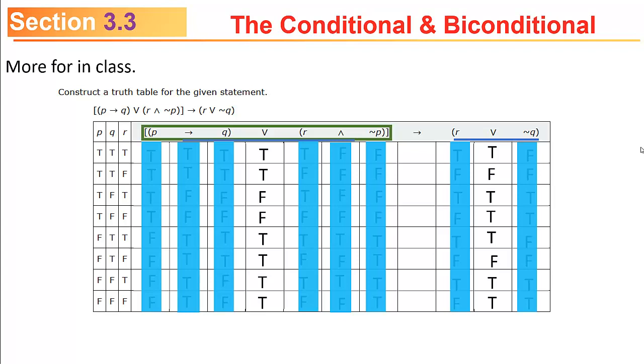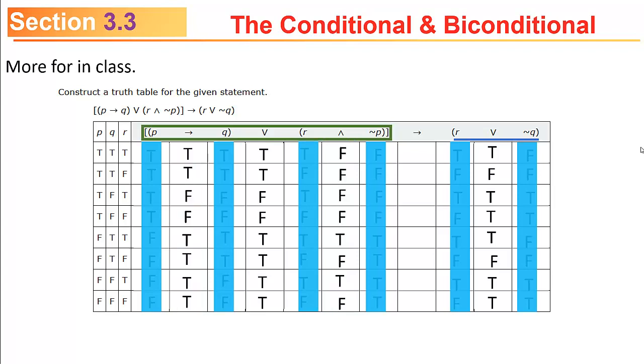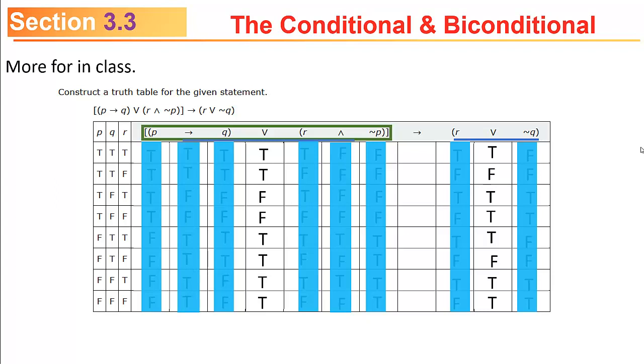Now those two columns got used up. Look at this one more time. I produced this OR column by using the two columns on the left and right, so they get used up. I shaded those columns out so that your eyes don't focus on it.